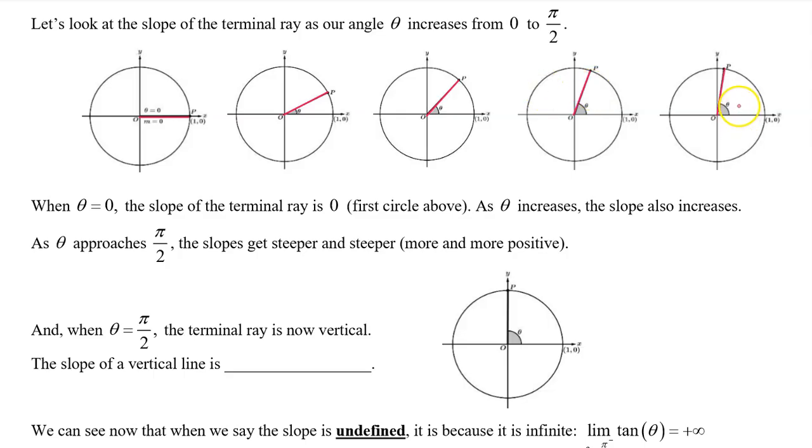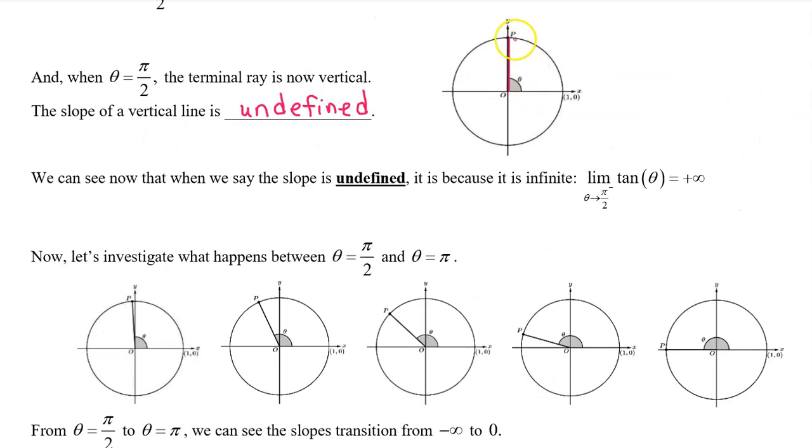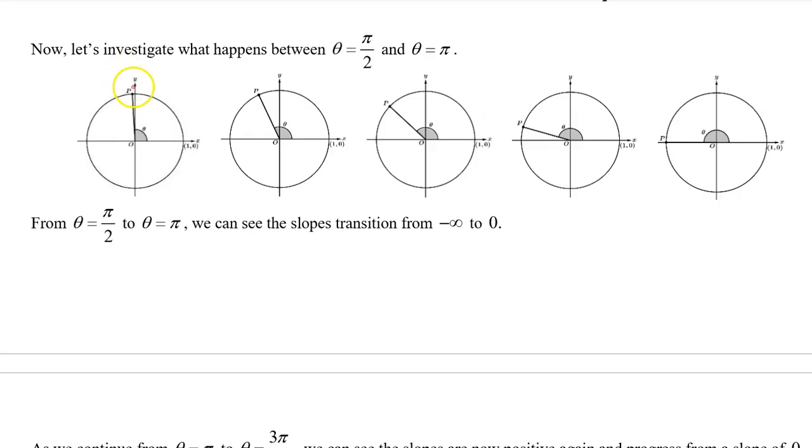As our angle theta approaches pi over 2, the slope gets steeper and steeper, more and more positive. When theta is equal to pi over 2, the terminal ray is now vertical, and we know that the slope of a vertical line is undefined. Specifically, the slope is undefined because the value of the slope is infinite. In other words, the limit as theta approaches pi over 2 from the left of tangent theta is equal to positive infinity. Now let's investigate what happens between pi over 2 and pi.